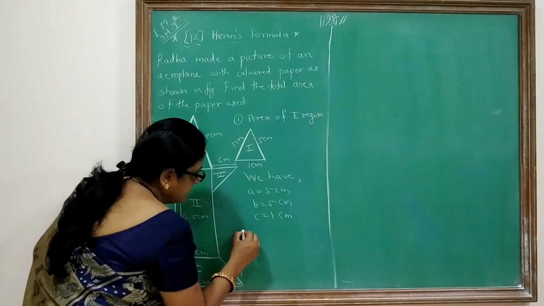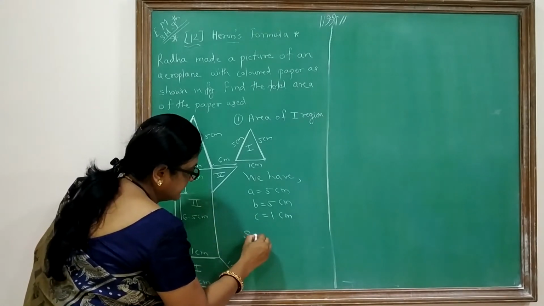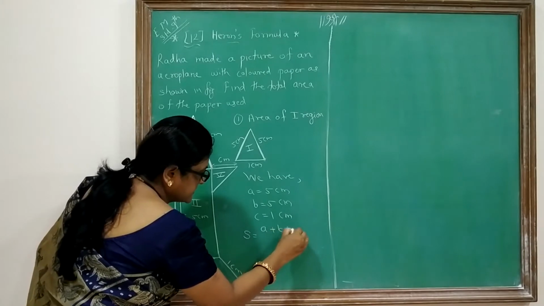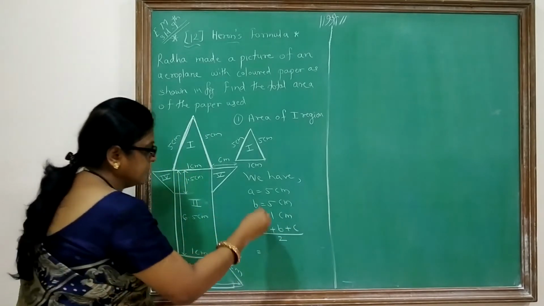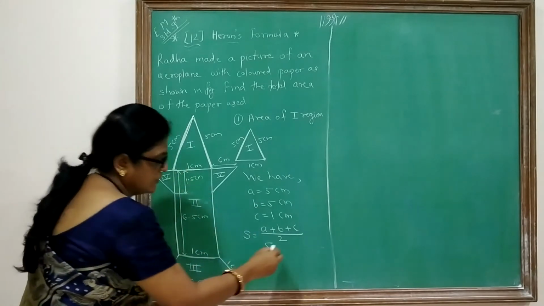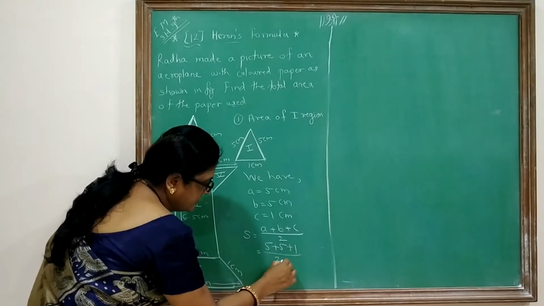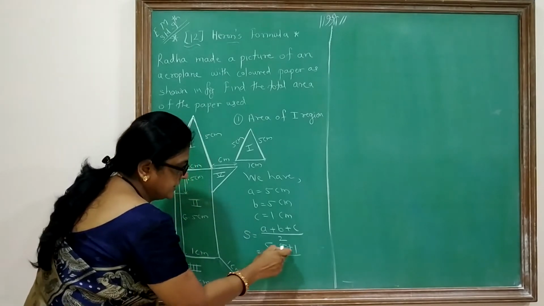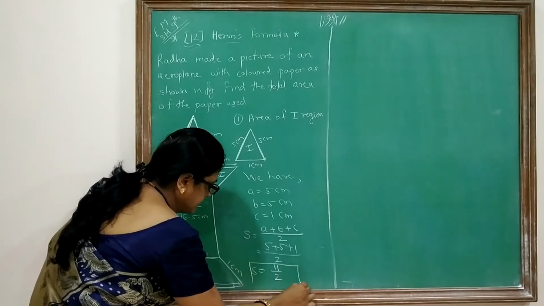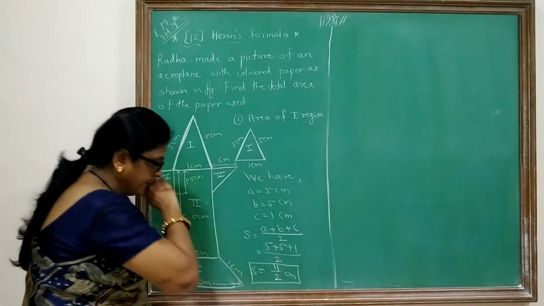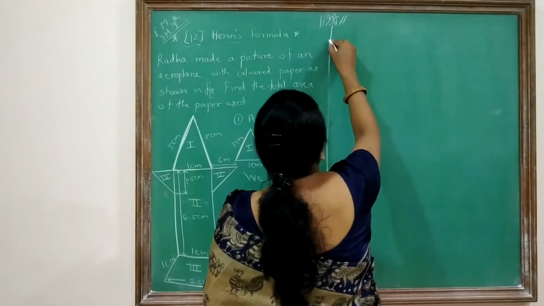Then here you will write the semi-perimeter formula, that is s is equal to (a plus b plus c) by 2. Then put the values a, b and c. What is the a value? 5. What is the b value? 5. What is the c value? 1, divided by 2. That is 5 plus 5 is 10, 10 plus 1 is 11. Then 11 by 2, and this is your s. And what is its unit? Unit is centimeter.